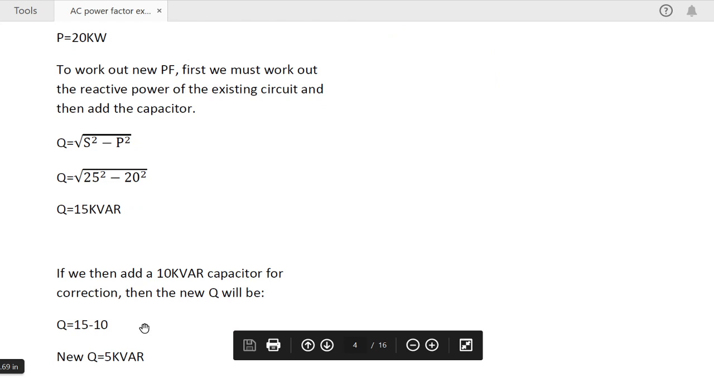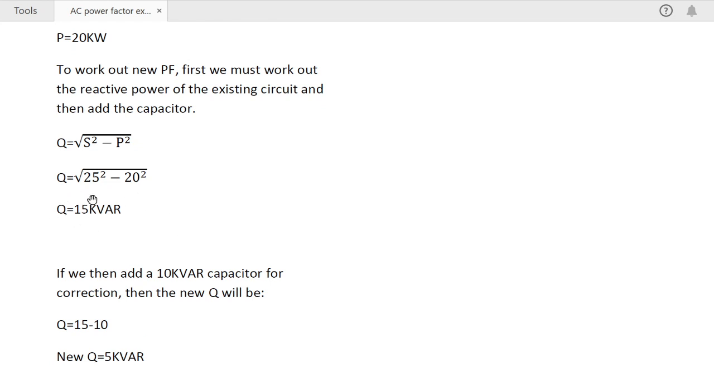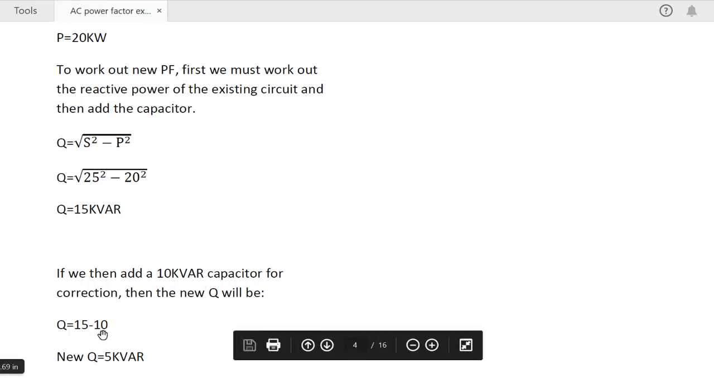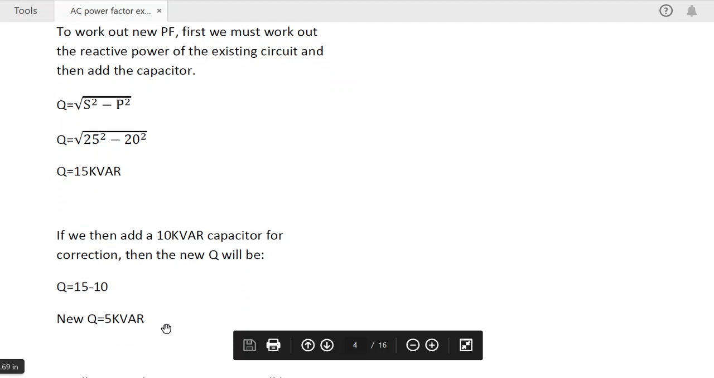So then we're going to add a 10 kVAR capacitor. That 15 kVAR Q is an inductive value because we have a lagging power factor. So we're going to add a 10 kVAR capacitor. That's going to improve the power factor by counteracting that lag. So the new value of Q will be the old value, the inductive kVAR, minus the capacitive kVAR, because one is going in one direction, one is going in the other, so they counteract each other. So then our new value of Q is simply going to be 15 minus 10. So that would be 5 kVAR.